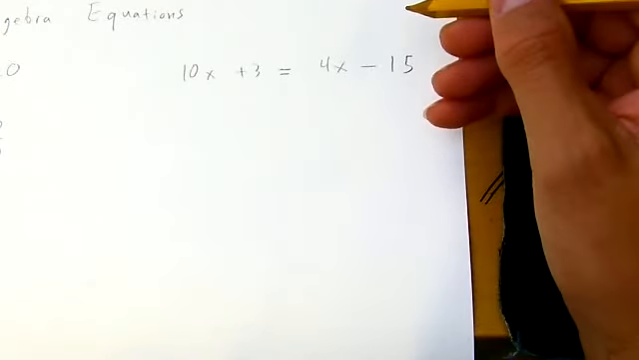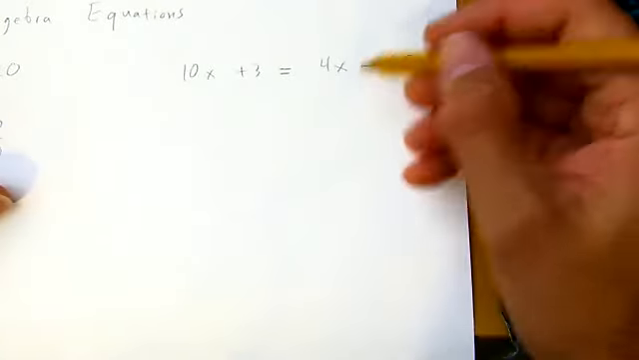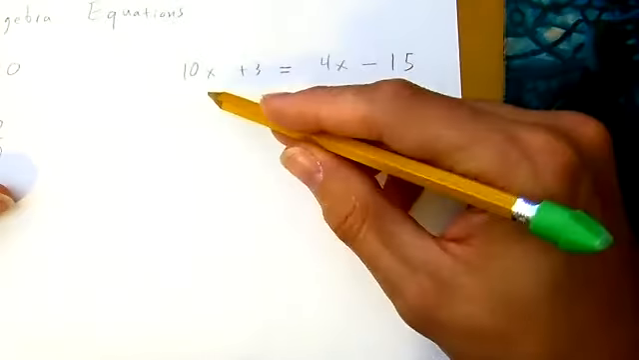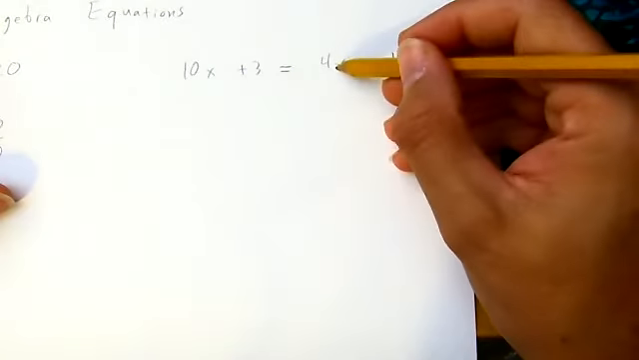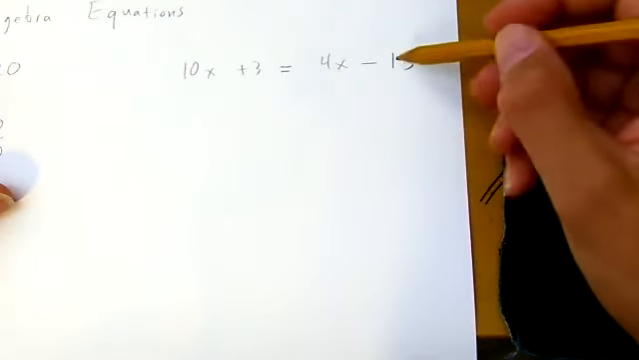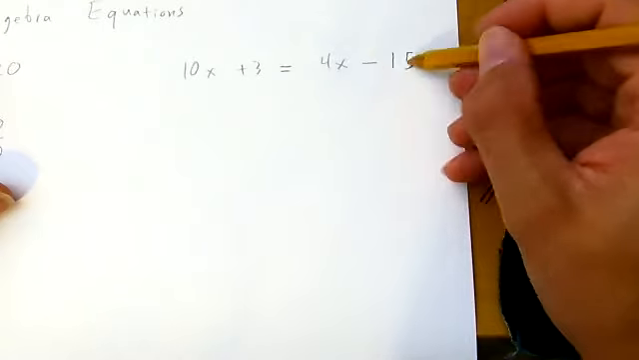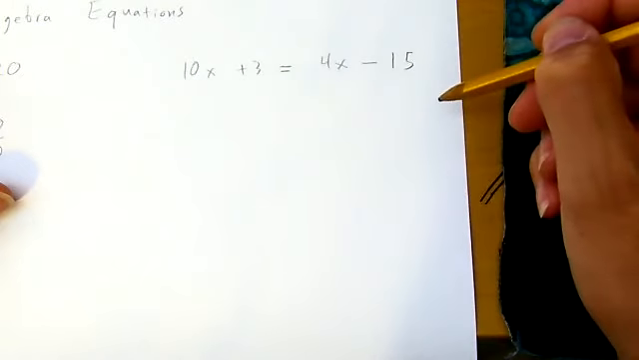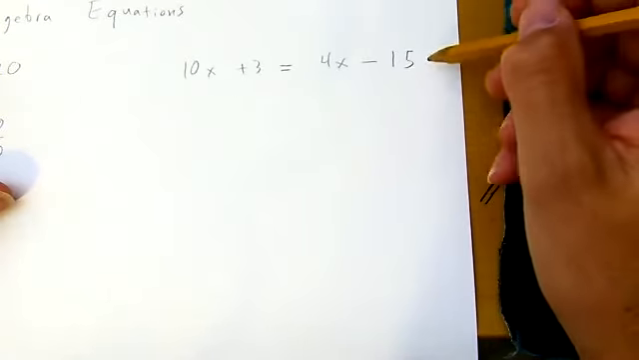Sometimes you don't have a choice. In this case, we do. So I'm going to move the 4x to the 10x. Now you do this in the exact same way that you would move the minus 15. So you should have learned already that to move a minus 15, you just put plus 15. And that gets rid of it.